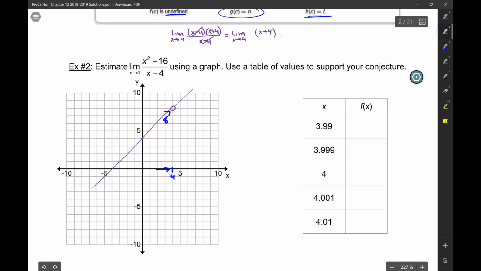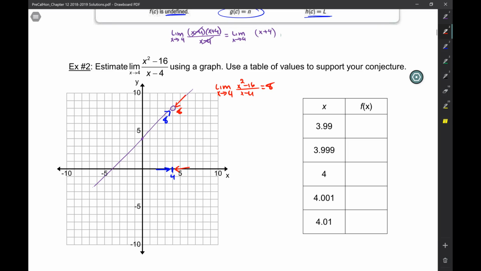No, this is a rational function. Okay, Idan, as I approach 4 from the right-hand side, what's the y? Guys, raise your hand if you're going to answer. What's the limit here? 8. So the limit here is equal to 8. Okay?